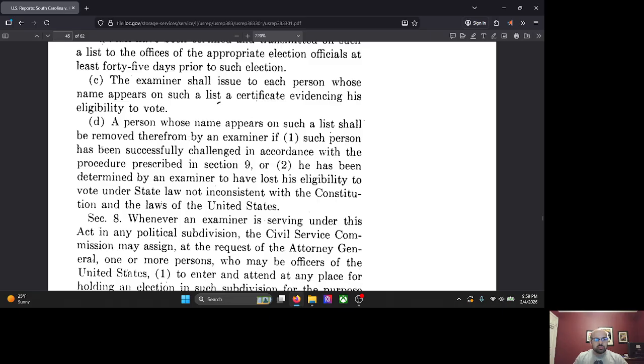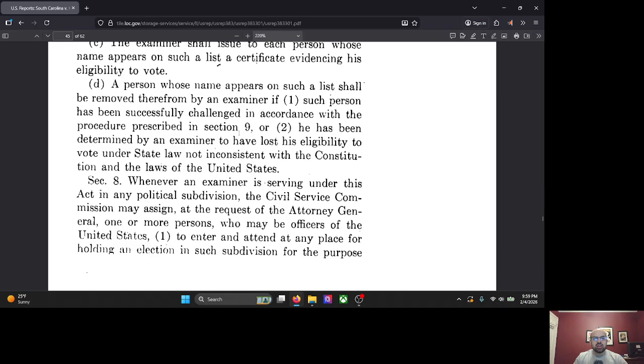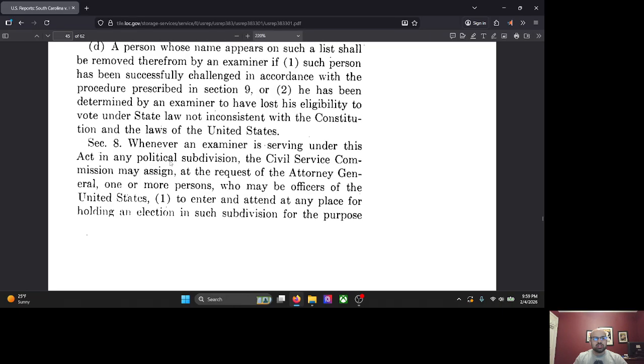D. A person whose name appears on such a list shall be removed therefrom by an examiner if 1. Such person has been successfully challenged in accordance with the procedure prescribed in Section 9, or 2. He has been determined by an examiner to have lost his eligibility to vote under state law not inconsistent with the Constitution and with the laws of the United States.